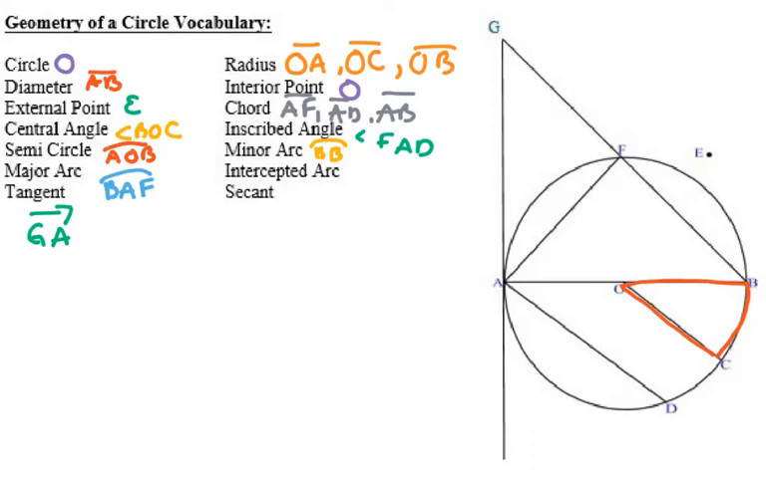I could also look at one of our inscribed angles here, angle FAD, and the arc that it intercepts is going to be arc FBD.